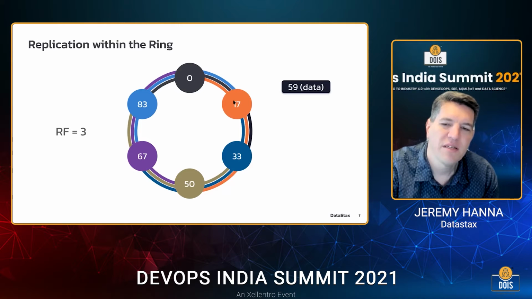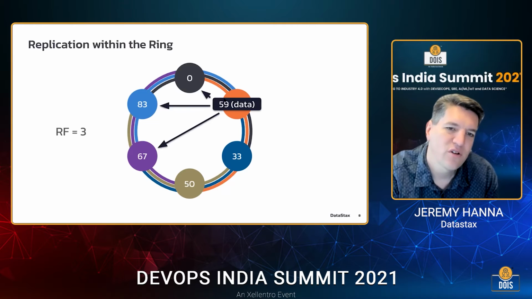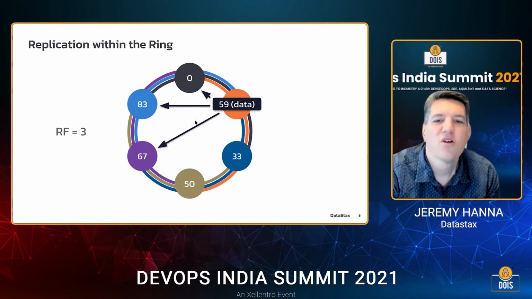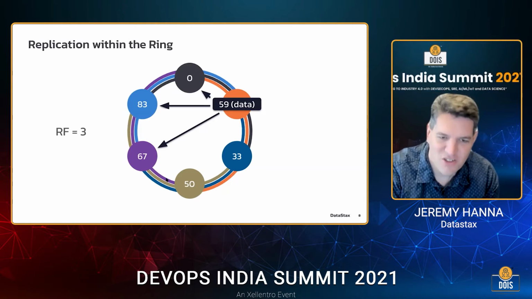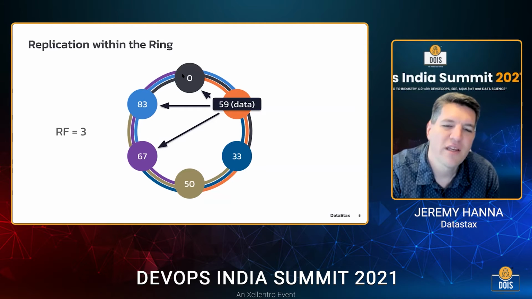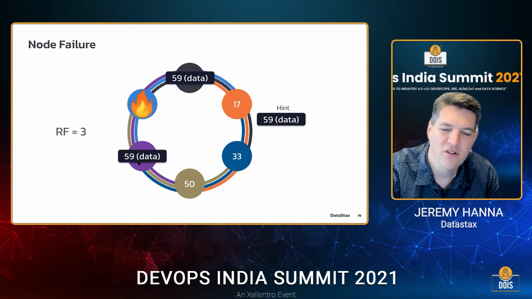So if I have a piece of data that hashes to 59, I send it to those 3 servers because it's this server, and this server, because it just replicates in order of the ring, right? So it goes to the destinations across the cluster.